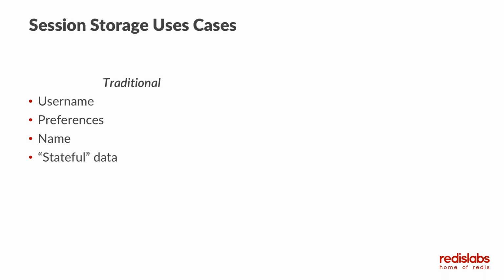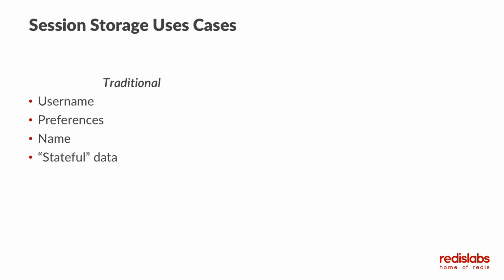This would be username, preferences, name, stateful data. And the way I like to think of this is something that was submitted by the user and is being held by the particular service that you have. Because of that, it's often ephemeral or duplicated data. This information might exist other places as well. So if your session store goes down, well, okay, that's fine. The information is still there. That's in the traditional use cases.